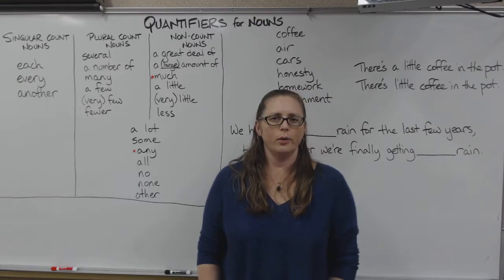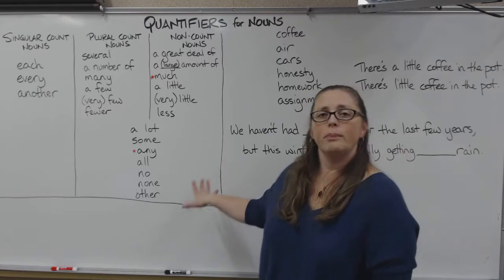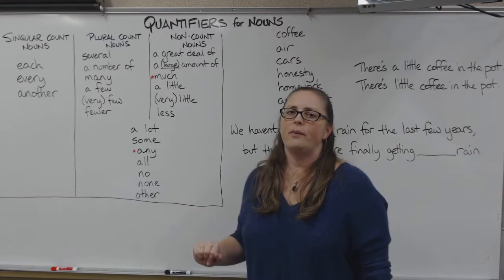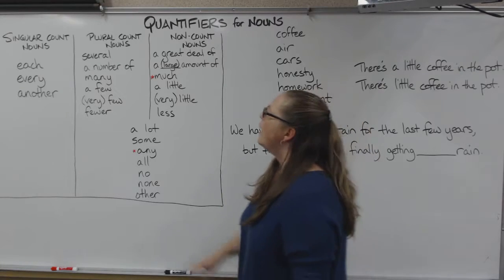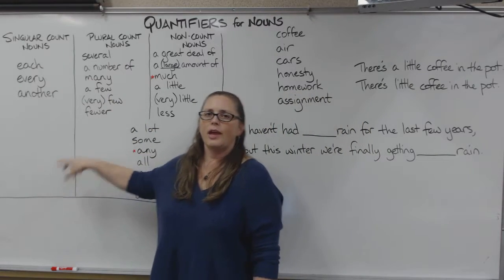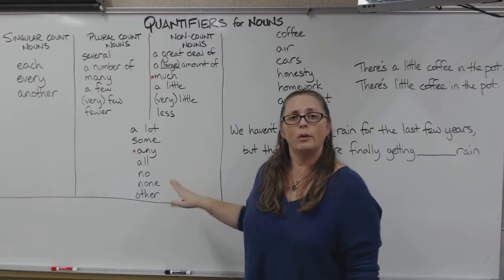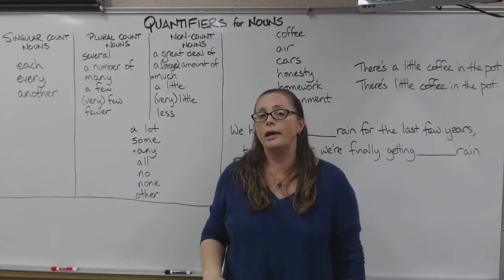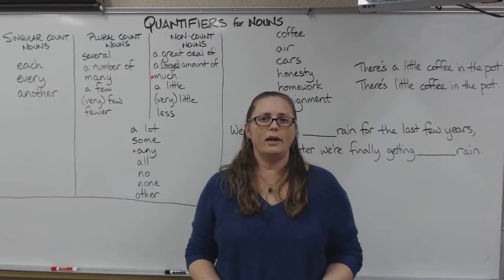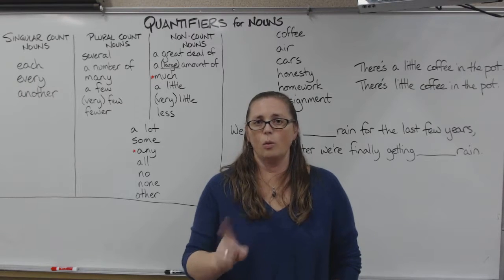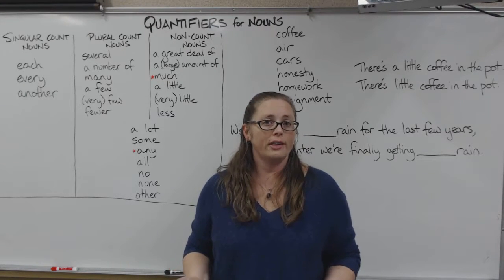Okay, in this video, we're going to talk about quantifiers for nouns. So I have a chart up here that's basically taken from the Trouble Spots book with a little variation of my own. We have singular count nouns, plural count nouns, and non-count nouns. Non-count nouns are also called uncountable nouns. These include things you cannot count. You can't say 1 water, 2 waters, 3 waters, so it is non-count.